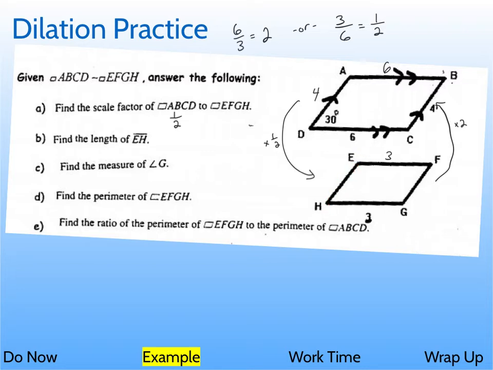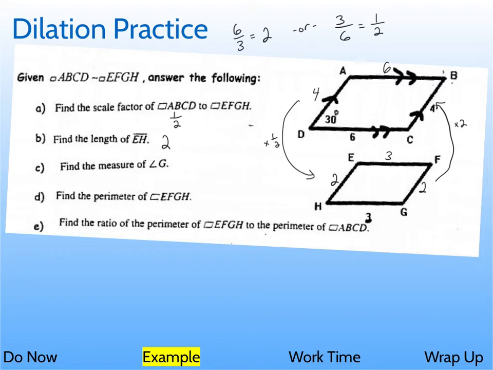EH corresponds to AD in these two diagrams. So all you have to do is take AD, 4, and multiply it by 1/2 to get EH. 4 times 1/2 is 2. And likewise, FG over here is also 2. So the length of EH is 2 units.